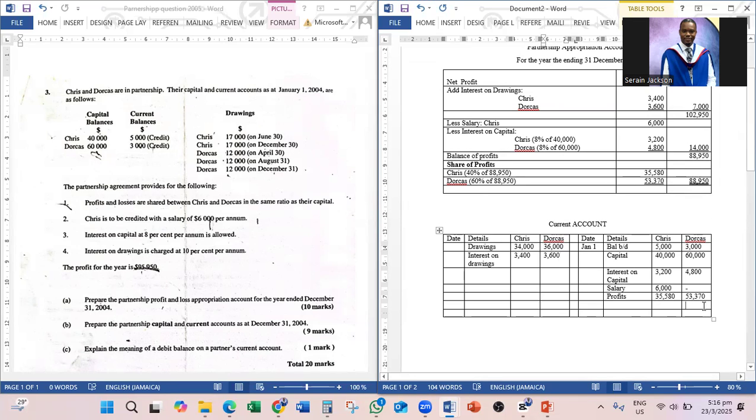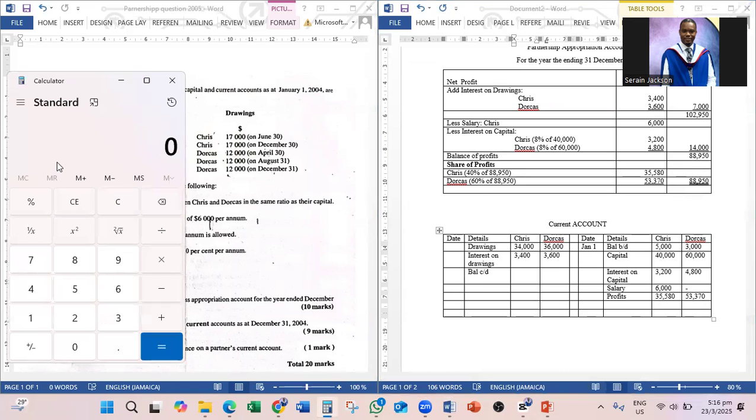All we need to do now is to balance off these accounts and get our balance carried down. We have to add up both sides. Let's do Chris's account first. The debit side is 34,000 plus 3,400, which is equal to 37,400.